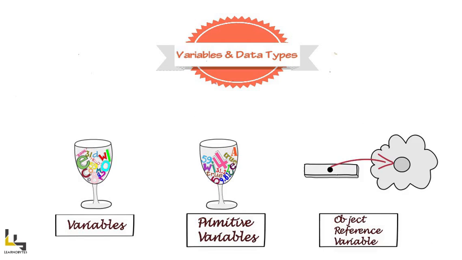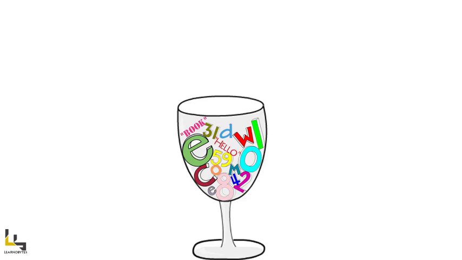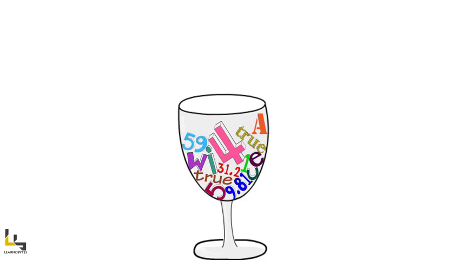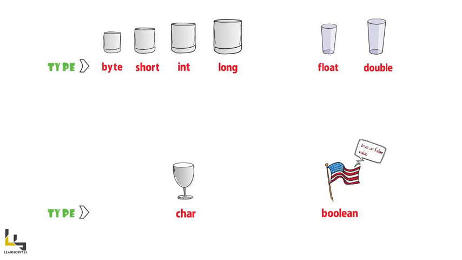Let's recap. In this video, we learned about primitive variables in Java. A variable has a type, name, and value. Primitives hold fundamental values with a predefined type. There are 8 primitive types in Java. Byte, short, int and long store integers, and float and double store floating point numbers.